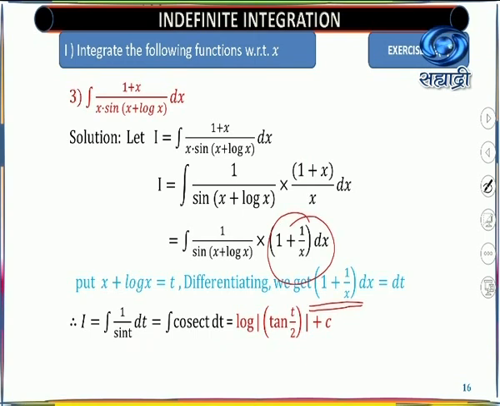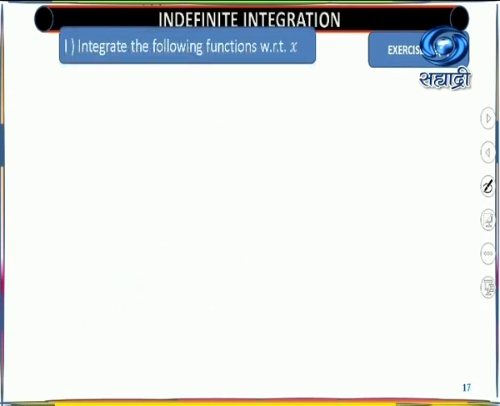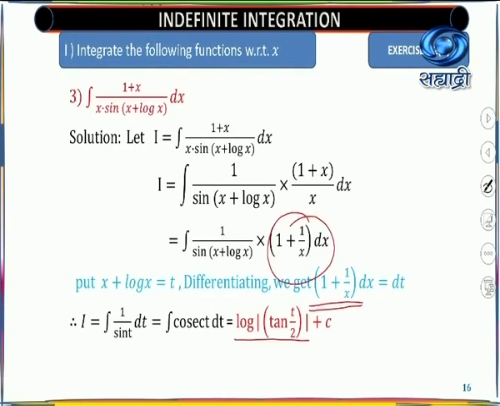What is 1 upon sine t? That is cosec t, and we already have the formula, that is integral of cosec t dt is log of mod of tan of t by 2 plus constant of integration. So now replace the value of t also, because we need our answer in terms of x only. So that answer is equal to log of mod of tan of, what is the t value now? This is (x plus log x) upon 2 plus constant of integration. This way you are able to solve this example.